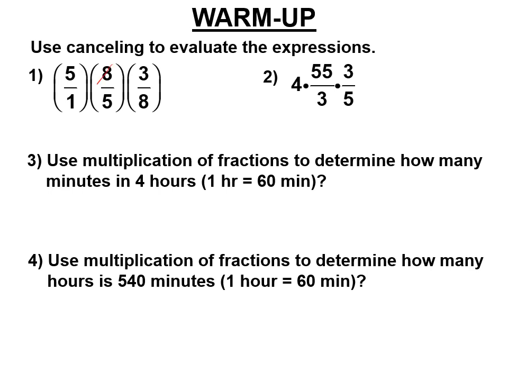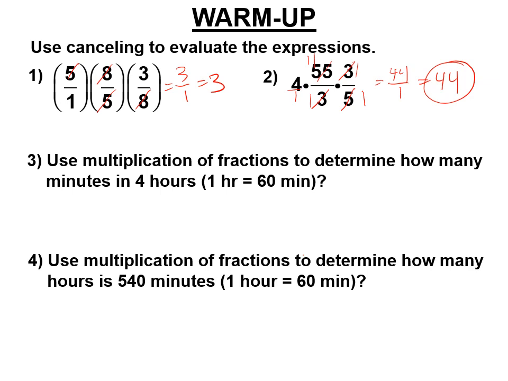Right here you can cancel the 8s, you can cancel the 5s, you get 3 over 1, which is just 3. There's the multiplication dot. You can cancel 3's there. They become 1's, by the way. You can put that if you want. The 5 and the 55 are on the same times table because 5 divided by 5 is 1. 55 divided by 5 is 11. So now what we have, and you can put the 4 over 1 if you want, but it's 4 times 11 is 44 over 1, which is 44. Canceling. We're going to be doing a lot of canceling today.